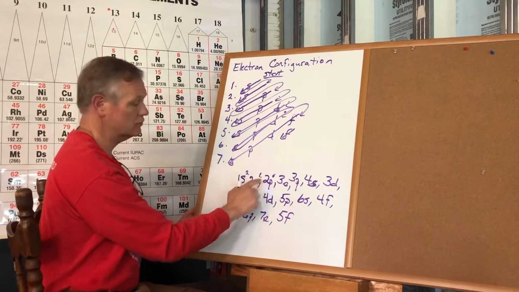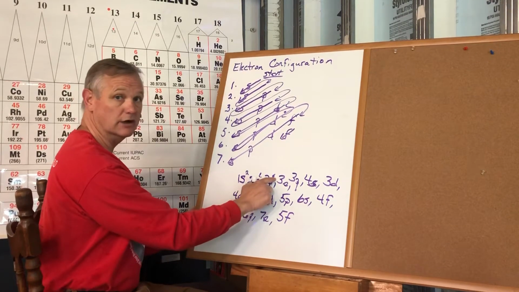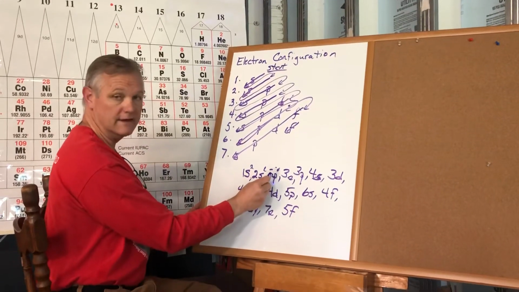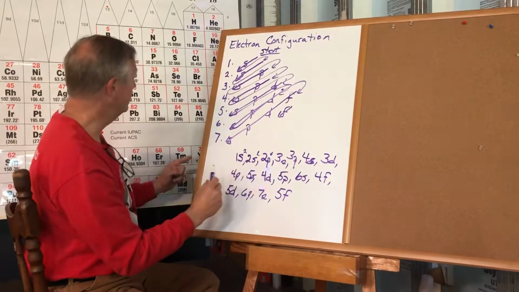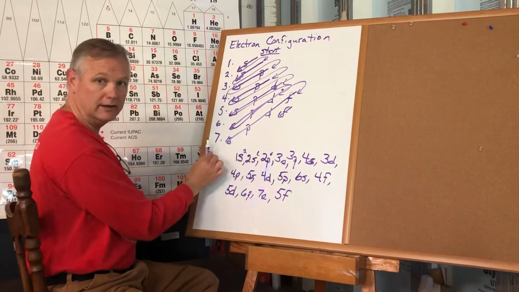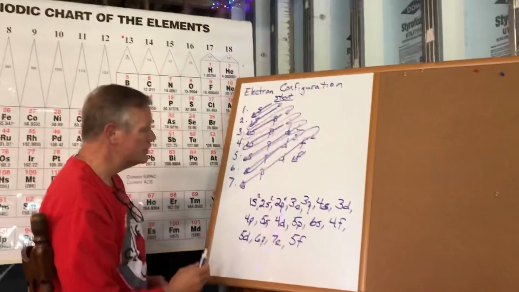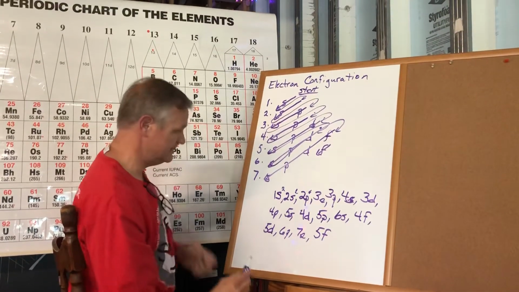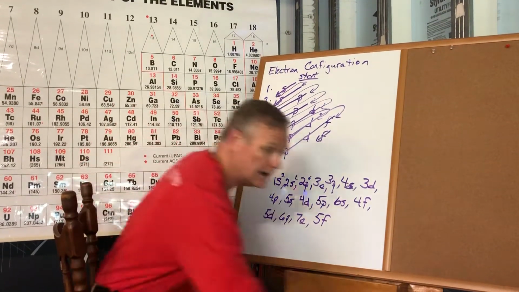2s, 2 electrons. 2p, 6 electrons. So if I wrote that out right there, that would be 1, 2, 3, 4, and then 6 more would be 10. So that would be neon right there, the electron configuration. So this is the pattern. It represents the periods and the sections on the periodic table.